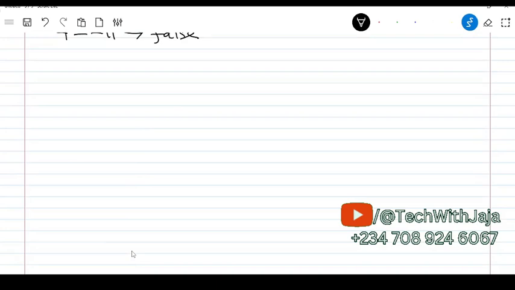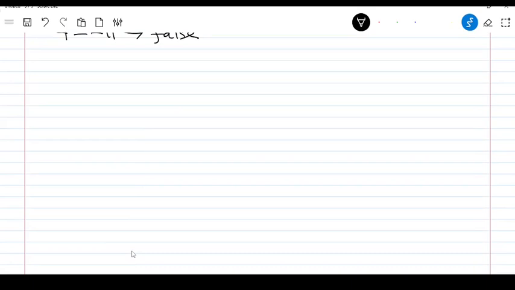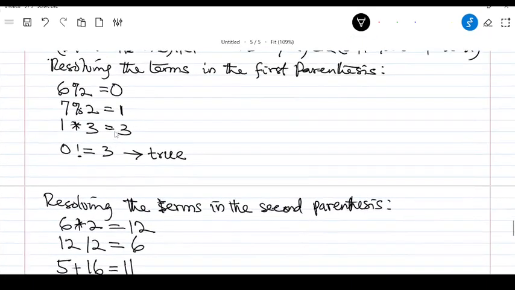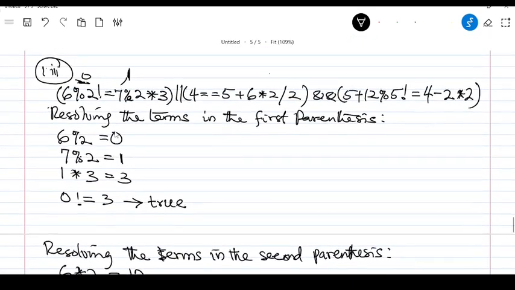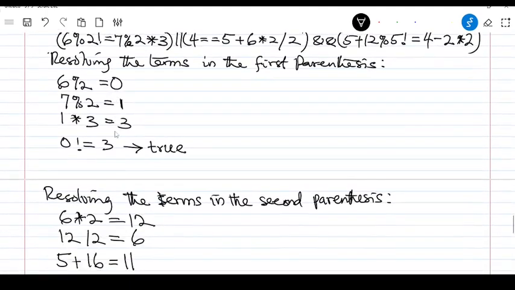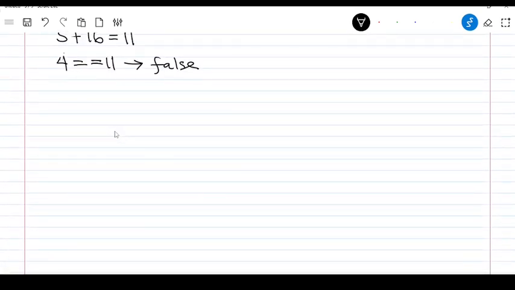Okay, so we're going to now resolve the terms in the last parenthesis. Let me go back and see it. Let me just copy that out. We have it as 5 plus 12 modulo 5 is not equal to 4 minus 2 times 2. Here we have the modulo first to work with.